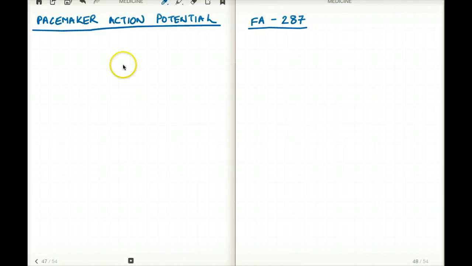In this video, I'll be talking about pacemaker action potential. A brief introduction of this is on page 287, First Aid, 2012. Okay, so let's get started.